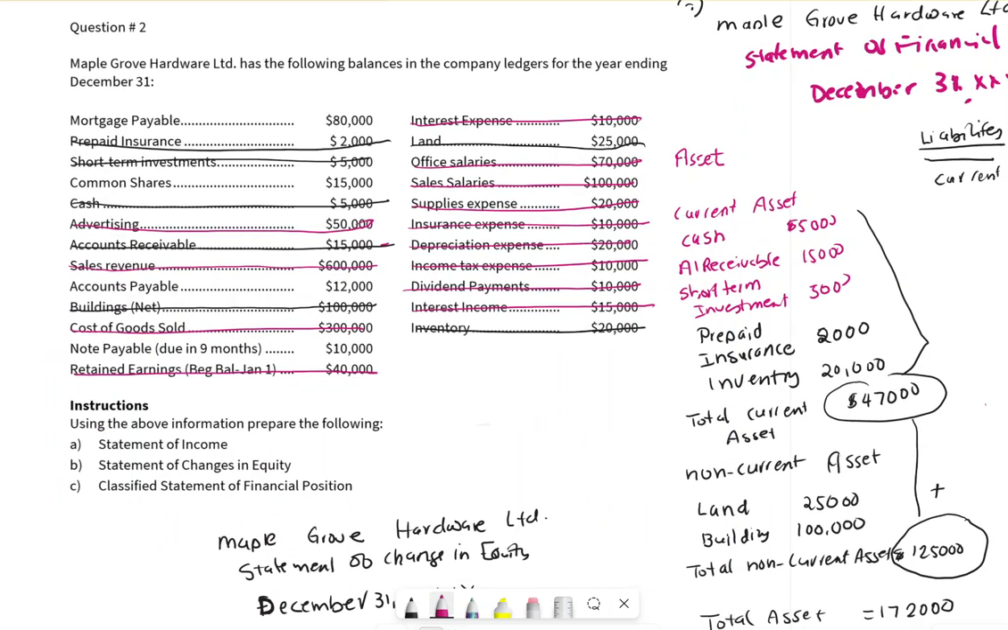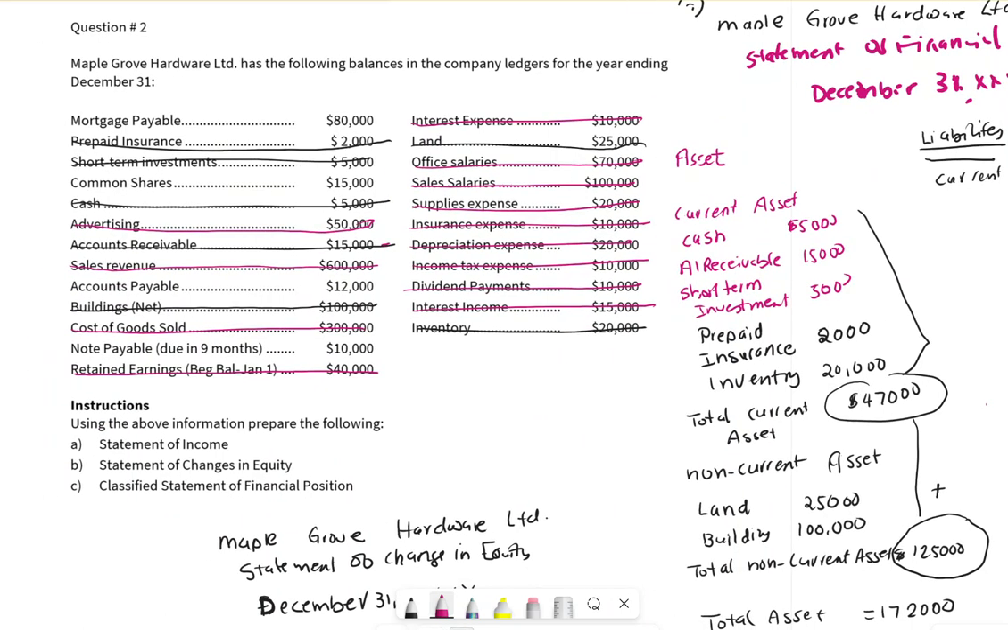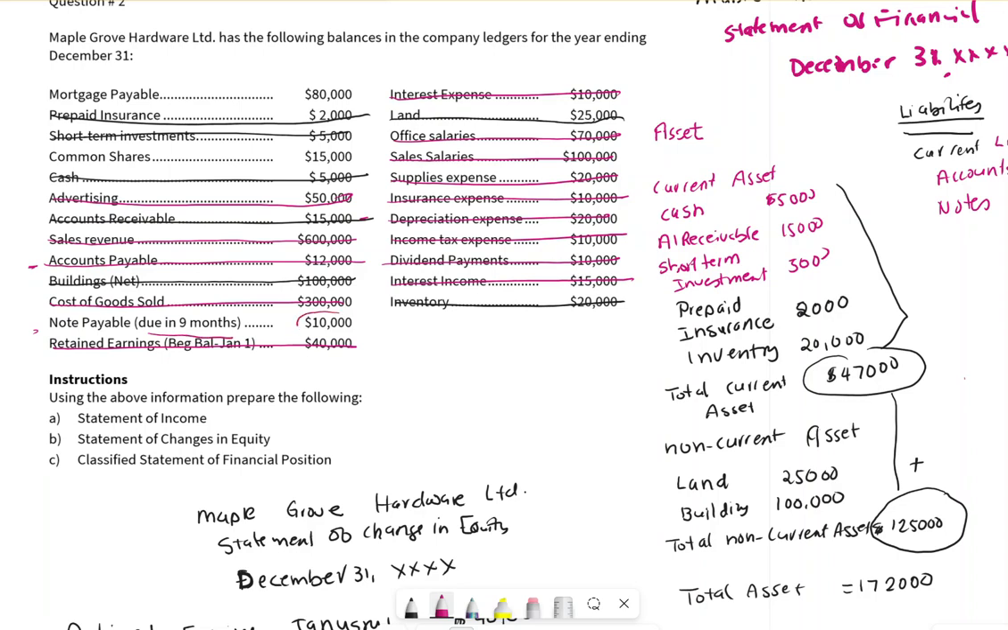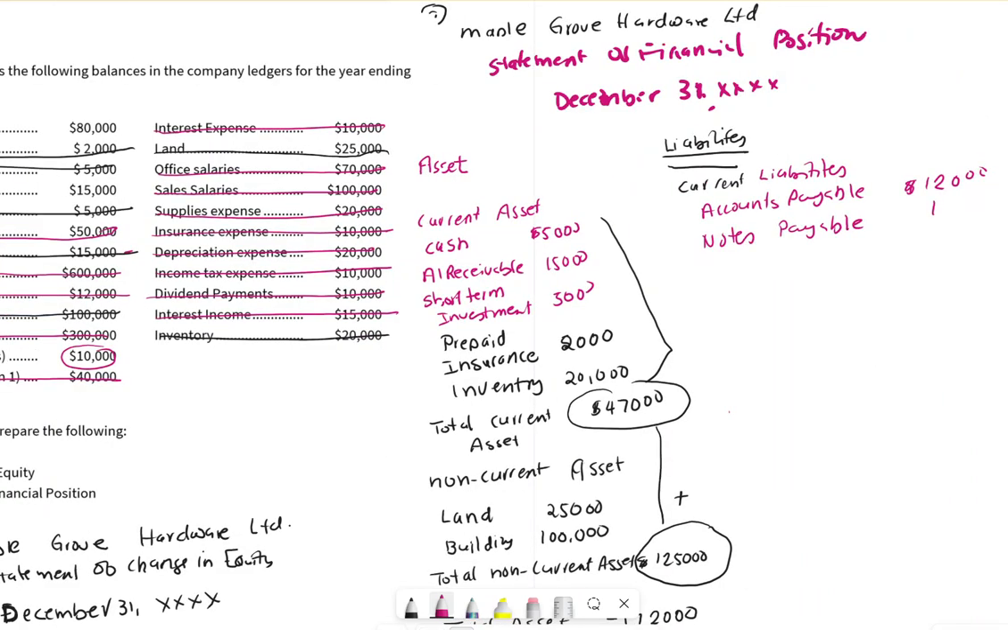So in this case we have an accounts payable and we have notes payable. Accounts payable balance is 12,000, so I will put it as an accounts payable, and that is my $12,000. And we have a notes payable that is due within 9 months, and that's within a year. That is your $10,000. So we call it total current liabilities, and that is my 22,000.